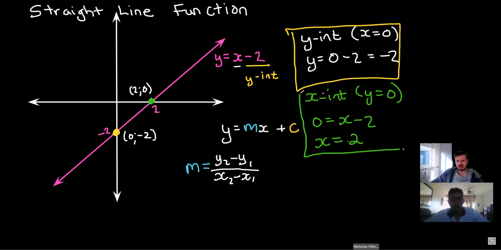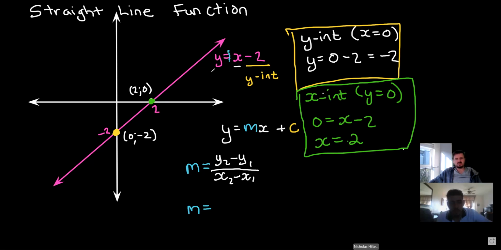Now that I've got that, I was able to draw this function fairly easily by just getting the y-intercept and the x-intercept. Now, gradient is the number in front of the x. In this case, I can see that it's 1, because we can't see it, but there's a ghost 1. If there isn't a number in front of the x, you know that number is just 1.